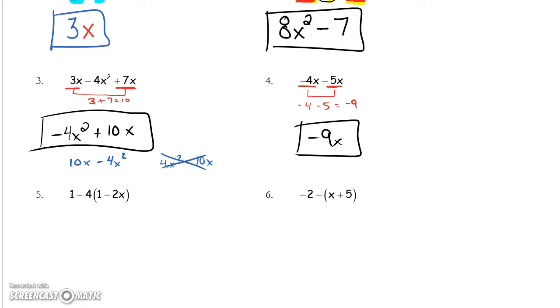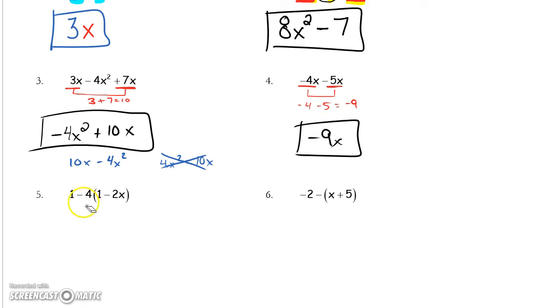The last two problems today are actually a combination. I cannot add 1 and my minus 2x, even though those are in parentheses and the order of operations says I need to simplify those first. They're not like terms. So because of that, I must first get rid of my parentheses by using the distributive property. The only thing I am distributing here is my negative 4.